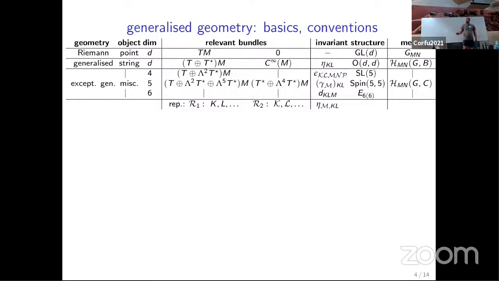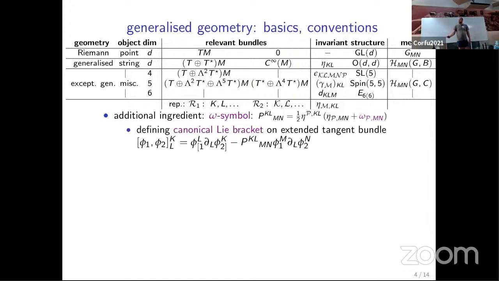In the discussion of the Wilhelm series, I need an additional object, which I call the omega symbol. And instead of this Y tensor, which before defined the generalized Lie derivative, I define a P tensor, which looks similar in construction to the eta symbols, but plus the omega symbol here. And why do I do that? I do that to write the canonical Lie bracket on these bundles, like in the R1 indices. But this will not be duality invariant. And in many cases, this omega symbol will be skew symmetric in these MN indices, but it's not the case in general.